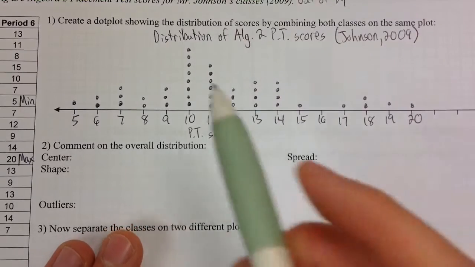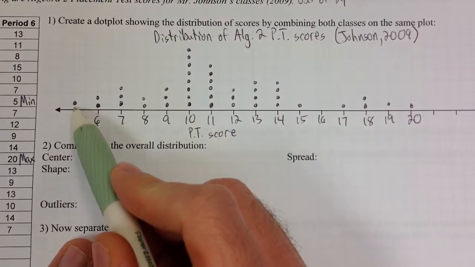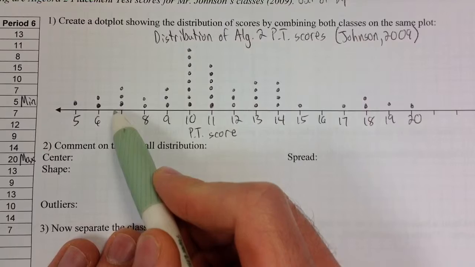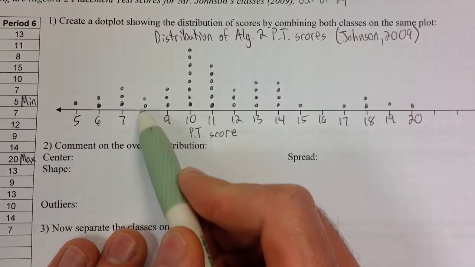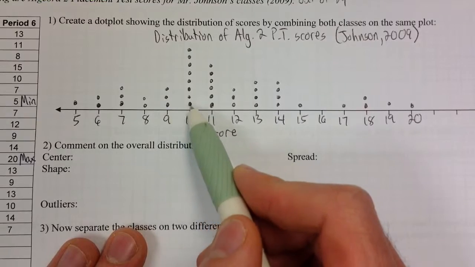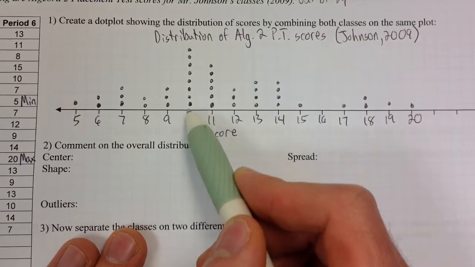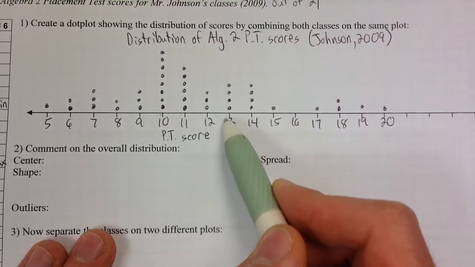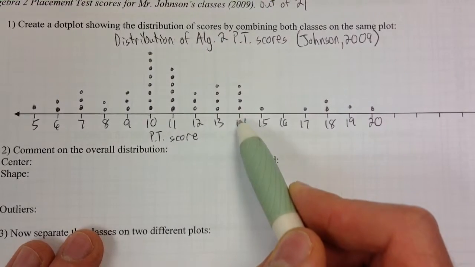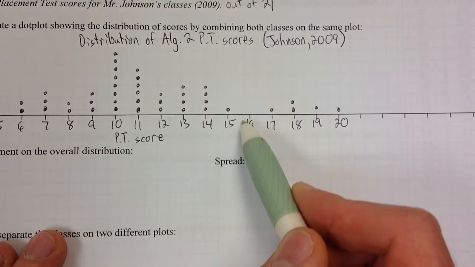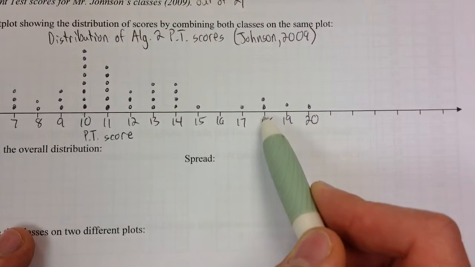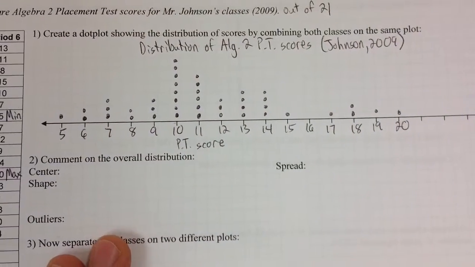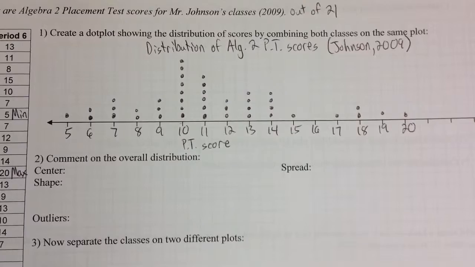Let's just corroborate. 1 5, 2 6s, 3 7s, 2 8s, 3 9s, 8 10s, 6 11s, 3 12s, 4 13s, 4 14s, 1 15, no 16s, 1 17, 2 18s, 1 19, and 1 20? Yes. Confirmed. Now let's comment on the distribution using the cues that we're familiar with.